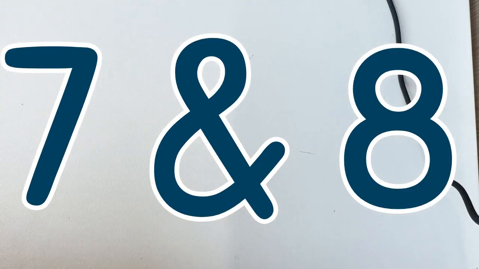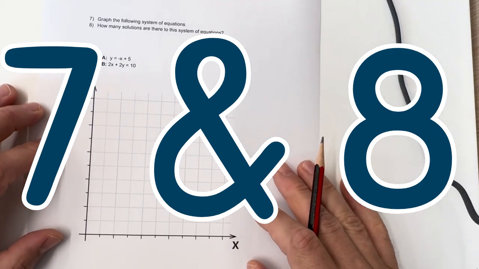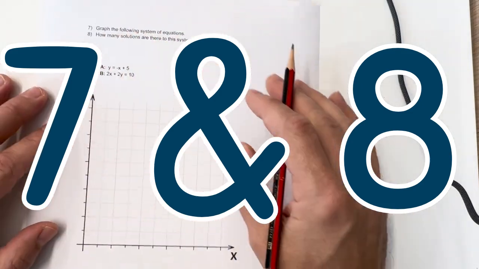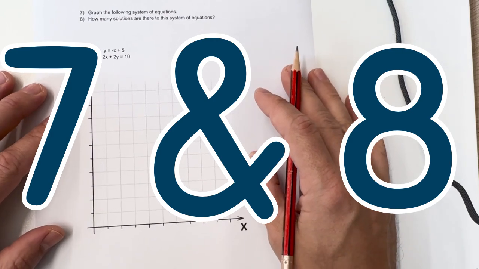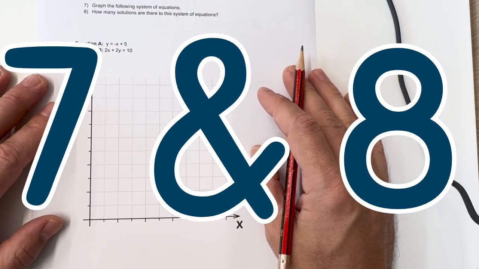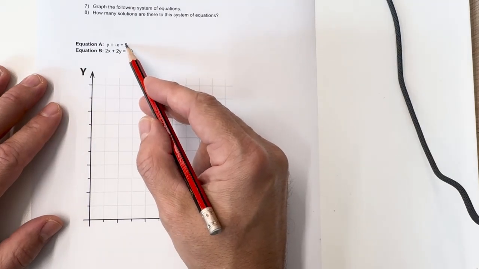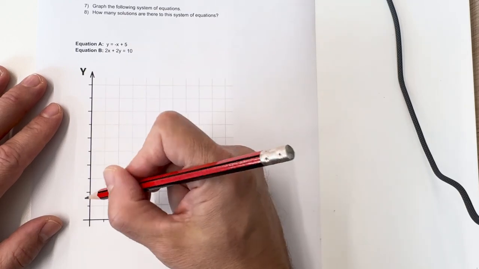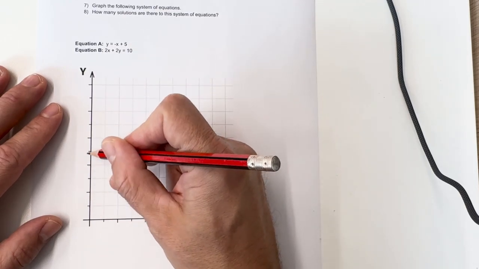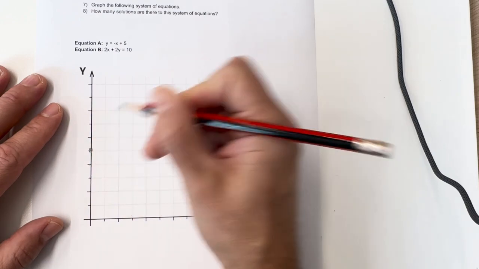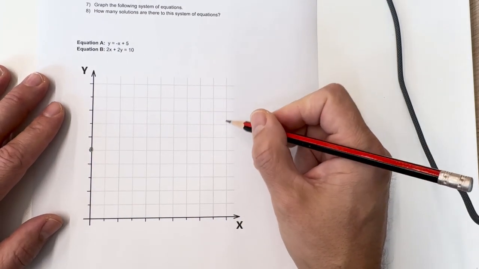Moving on. Last one of this type, question 7 and 8, same instructions, same idea. All we need to do is graph these lines and see what's going on. Okay, so the first line, our y-intercept is 5, so I go to 5. 1, 2, 3, 4, 5. Here we are, okay, right there. And now here's my slope.